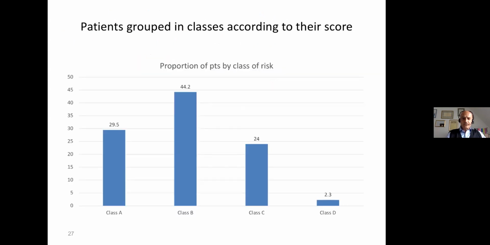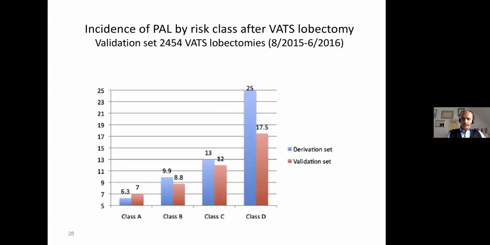The majority of patients were in class A and B, which were the classes at lower risk, but about 25% were in classes C and D, at the highest risk of prolonged air leak after VATS lobectomy. And you see class C and D had a very high incidence, class C 13%, class D 25% in the derivation set, about 18% in the validation set.